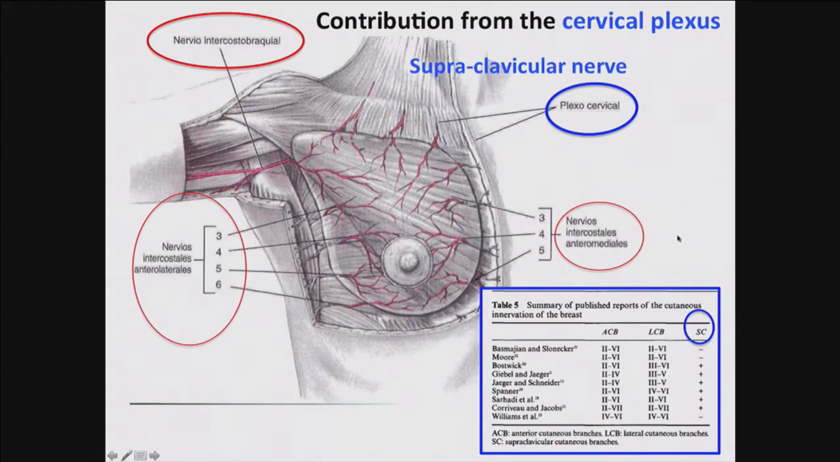So we see that this contribution of the cervical plexus here at this level from the supraclavicular nerve is not always present in different anatomical papers. So it is changing from one patient to the other, but it is still present in at least 60 to 70% of the papers.